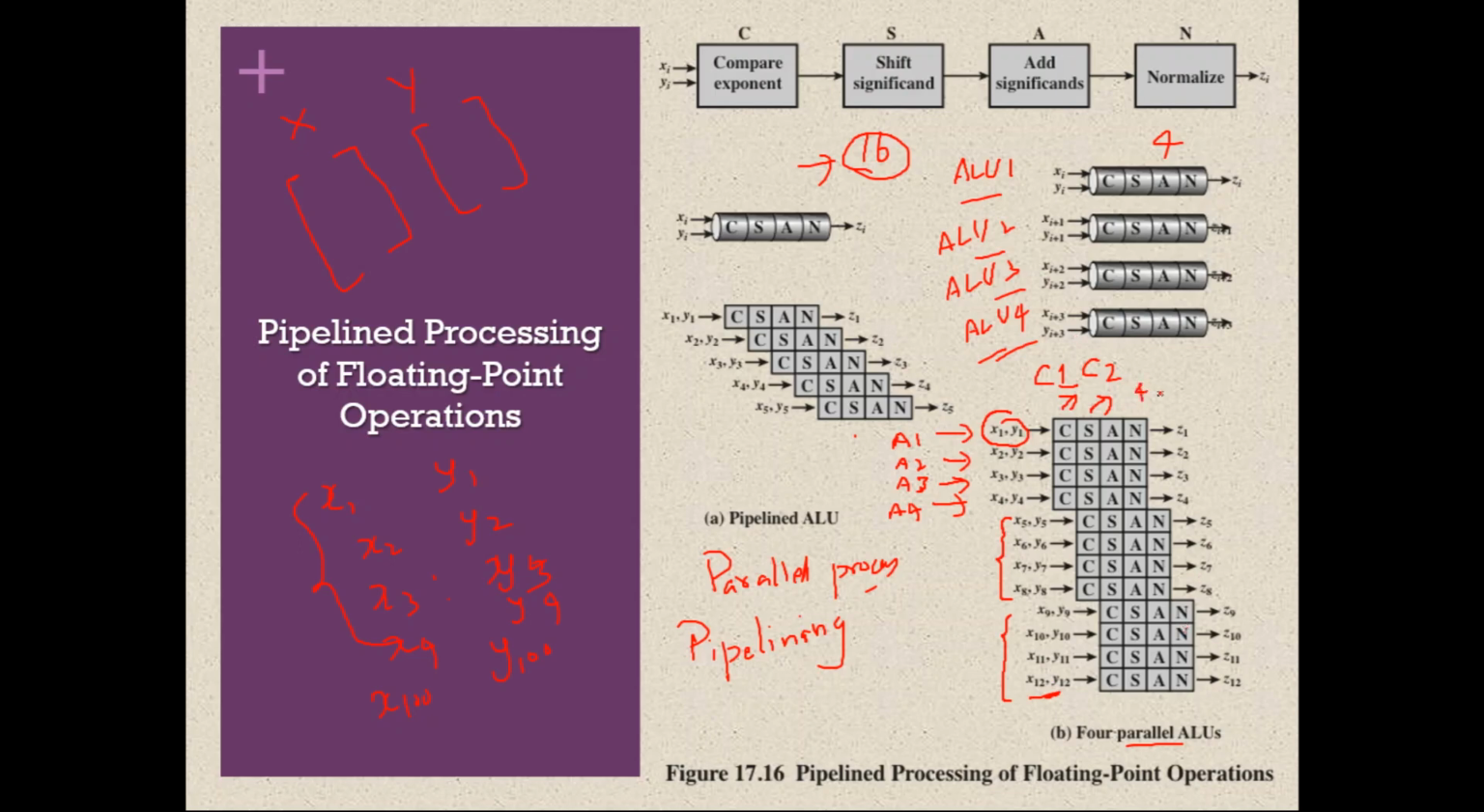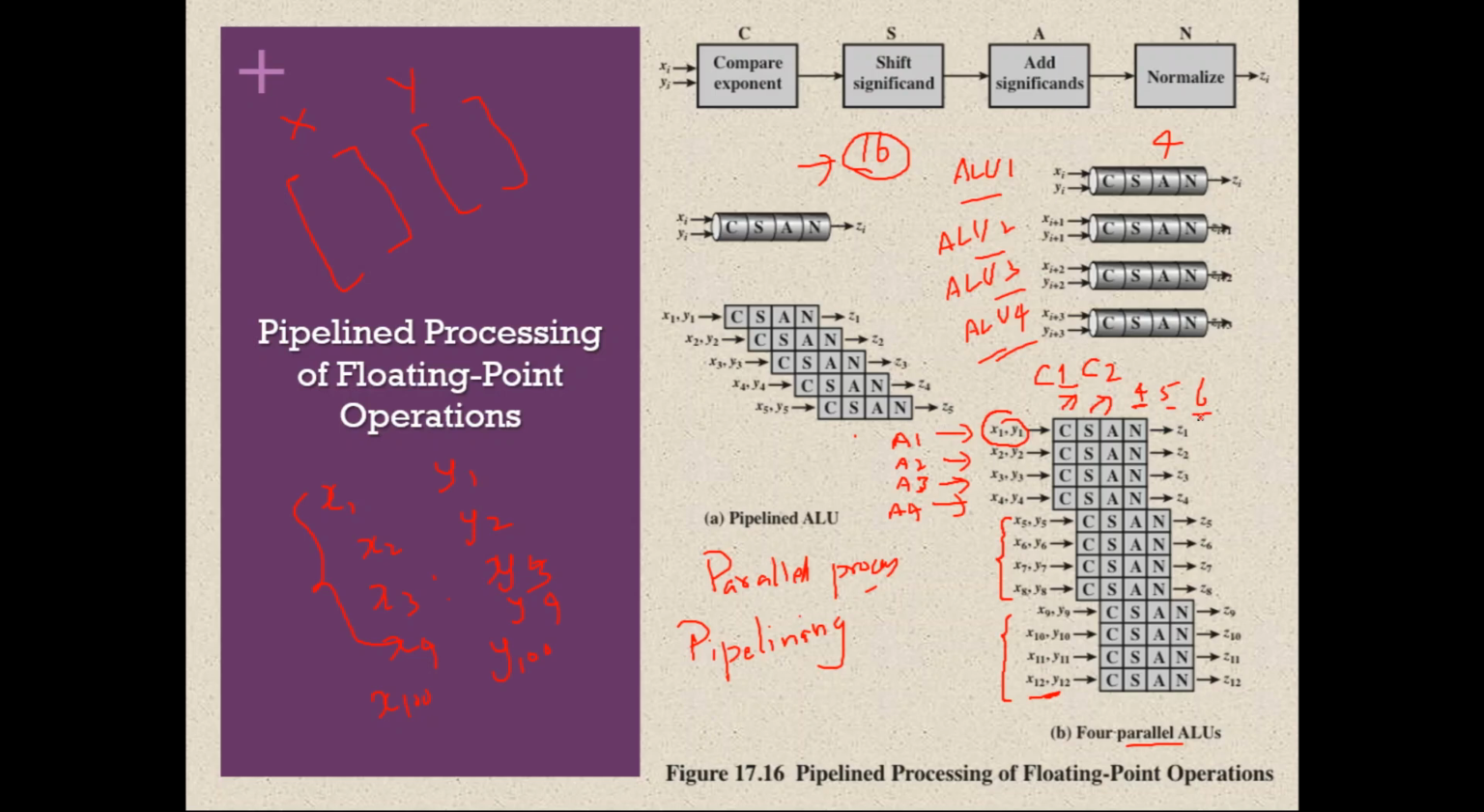4. This is 4, 5 and 6. 12 operations are completed in just 6 clock cycles. Okay, 4 operations were completed in the 4th clock cycle, 8 operations were completed in the 5th clock cycle, 12 operations were completed in the 6th clock cycle. That is, in each clock cycle 4 operations are happening, right?